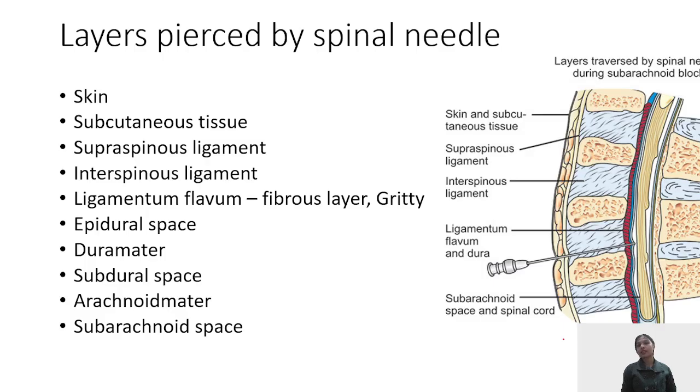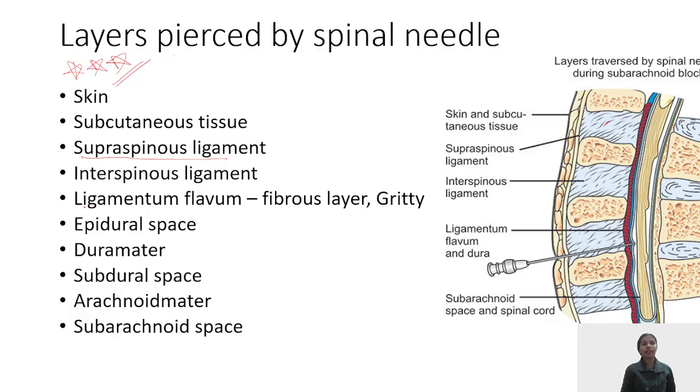This is a cross section of the spinal cord, and now we are going to go through the layers which are pierced by the spinal or the epidural needle to reach their target. The first layer would be your skin and the subcutaneous tissue. Then you have your supraspinous ligament and the interspinous ligament, followed by one of the toughest layers, which when pierced gives a gritty sensation.